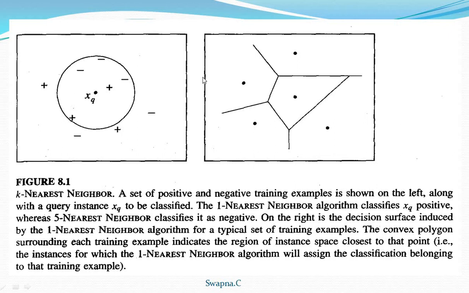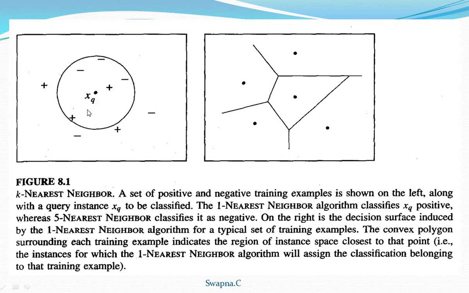In this leftmost figure, all the training examples are represented as points in the two-dimensional space. Positive training examples are represented as plus, and negative training examples are represented with a minus. Our new query instance is XQ. Whenever you are going for the one nearest neighbor algorithm, it finds the nearest training example. For XQ, this is the nearest one. What is the value of this one? Positive. So it classifies it as a positive training example.